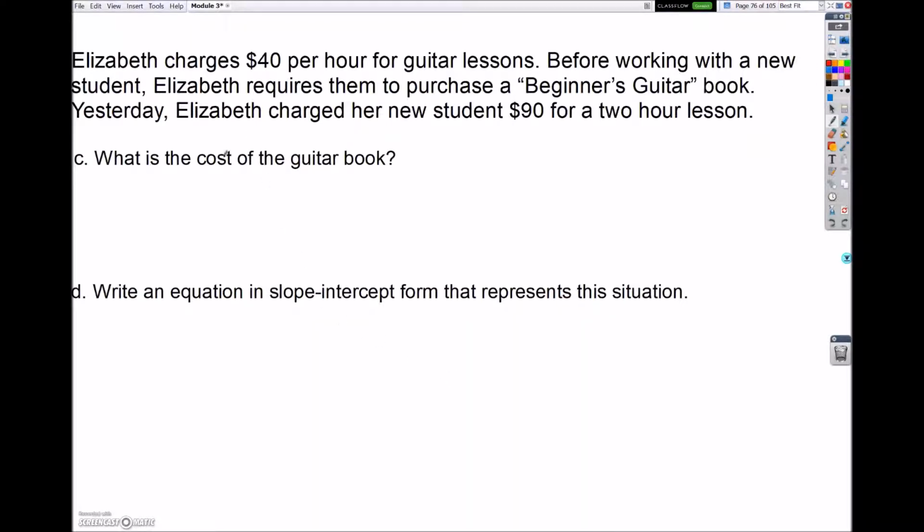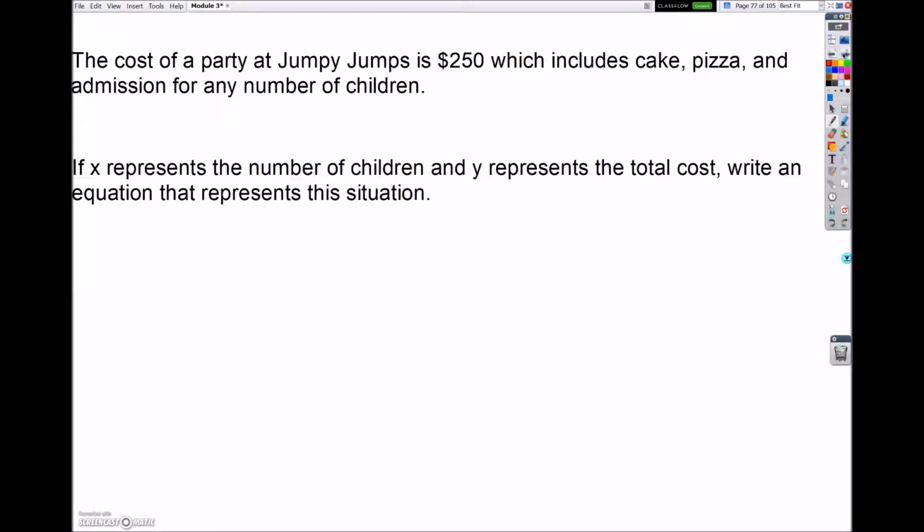So it says, what is the cost of the guitar book? We figured that out. It was $10. And I just want you guys to realize that is your b value. And it says, write the equation in slope-intercept form. We did this already in part A. The total amount of money is $40 per hour plus $10 for the book.